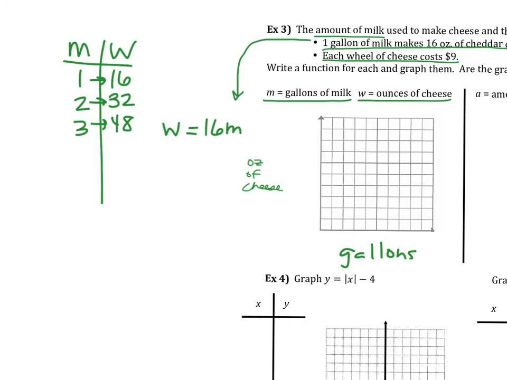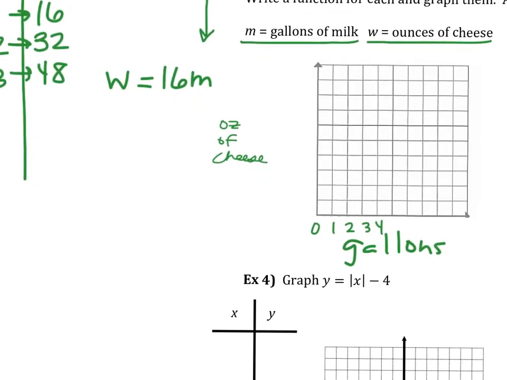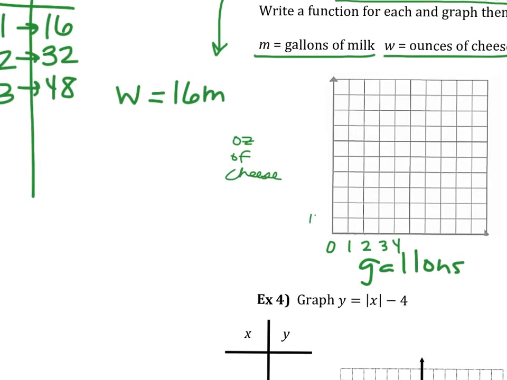The way we would set this up, let's do gallons. We're going to count by ones: 1, 2, 3, 4. For ounces of cheese, you could actually count by 16 if you wanted to. If you want it to fall perfectly, you totally could. I'm just going to count by tens for ounces of cheese here. So 10 ounces, 20 ounces, 30 ounces, 40 ounces, 50 ounces.